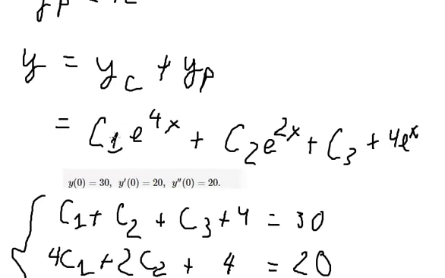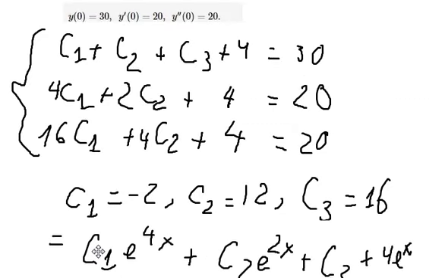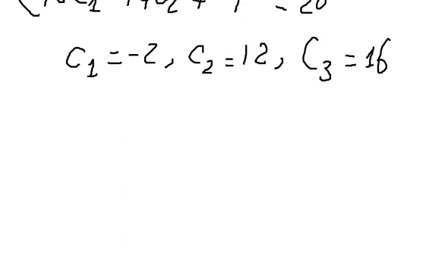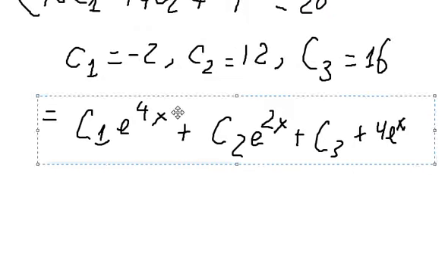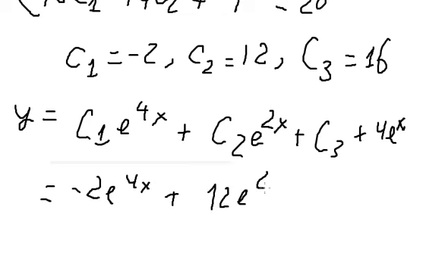And now we put the values in here. C1 we have negative 2. C2 we have 12. C3 we have 16. And we have 4e to the power of s.